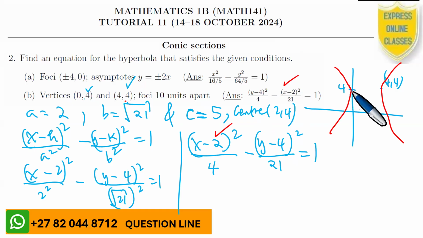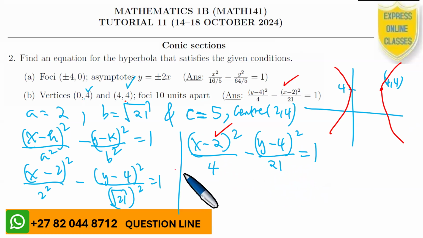what happens in the graph if you substitute a vertex into the graph, into the equation? Substitute a vertex. Like you put 4, 4. What happens if you put a vertex into the graph? Because, well, the vertex is a point on the graph. Yeah? It's a point on the graph, so it must make the graph true.